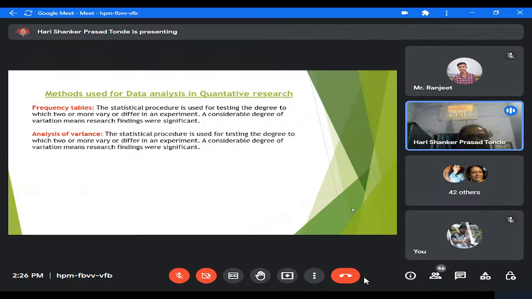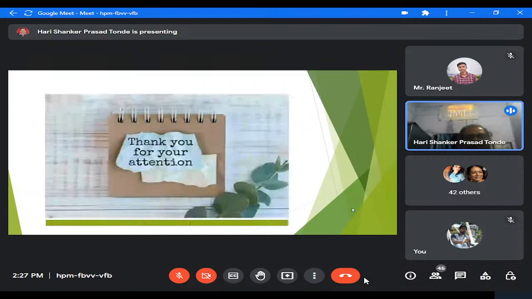And last one is the analysis of variance. The statistical procedure is used for testing the degree to which two or more vary or differ in an experiment. A considerable degree of variation means research findings were very significant. So this is all about qualitative and quantitative types of methodologies for data analysis. So this is all about my data collection and data analysis.